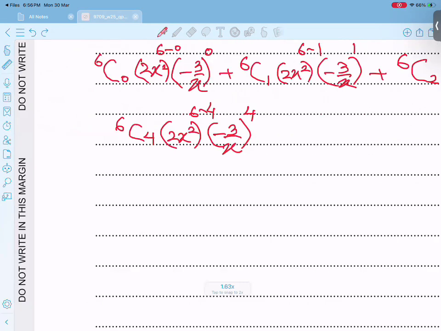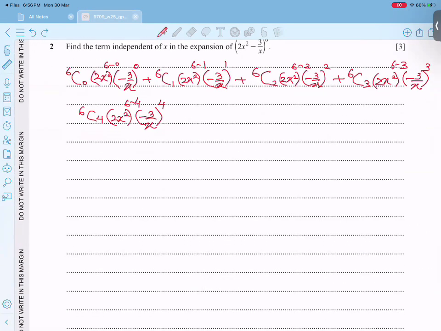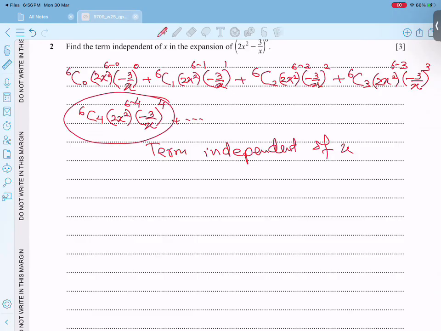No need to continue, because it has only one part, no connectivity. So I can just mention that term independent of x. I will take directly this term. No need to simplify other values. And I just type in the calculator. 6C4 is giving us 15.